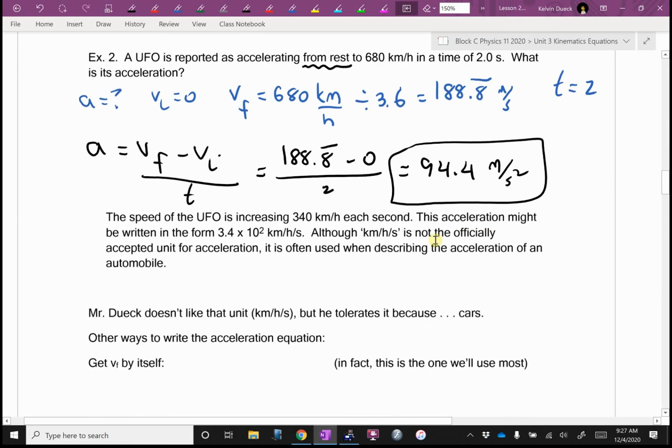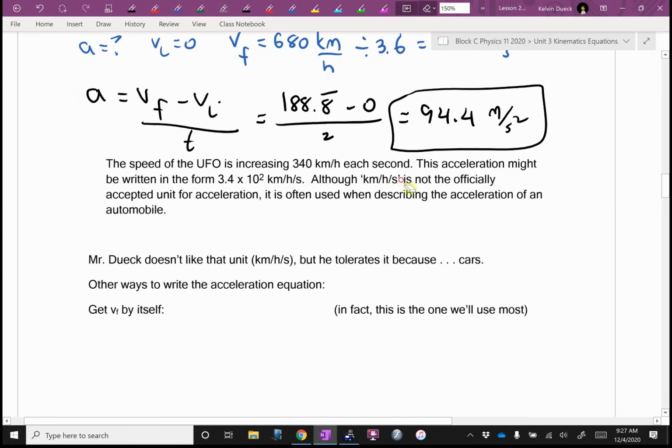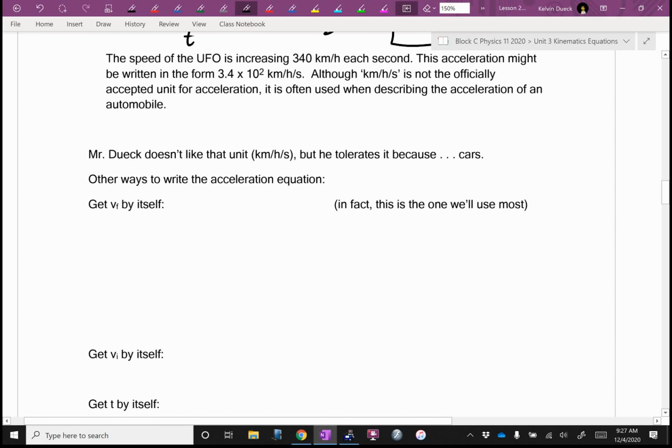So, kilometers per hour per second is not the official accepted unit for acceleration. It's often used when describing the acceleration of an automobile because if you're in a car, you're timing in seconds, but your speedometer is in kilometers per hour. And so you may come across that sometimes in auto literature. I don't like it. I tolerate it because of cars, but I'm going to decide this year, let's do everything in proper physics units. Other ways to write this acceleration equation, you can get the VF by itself.